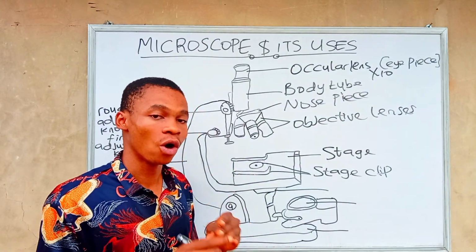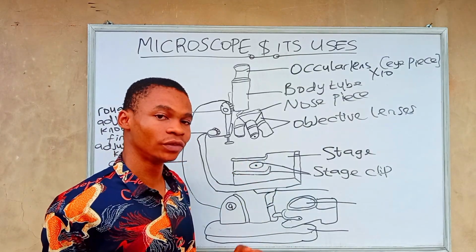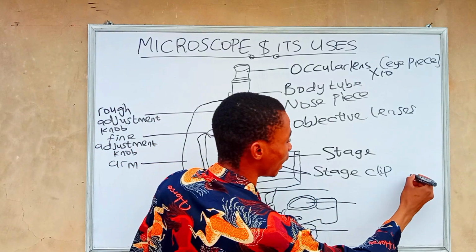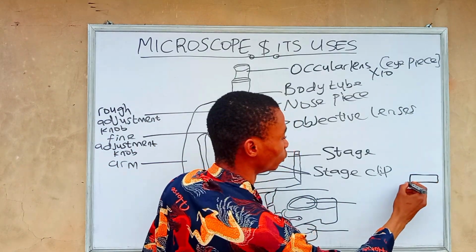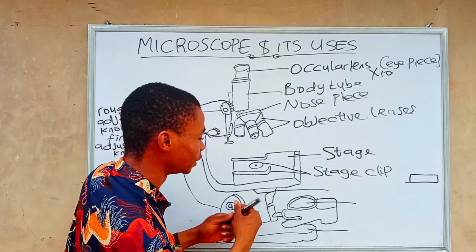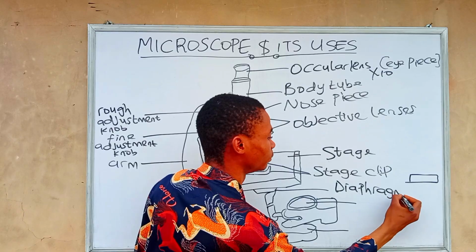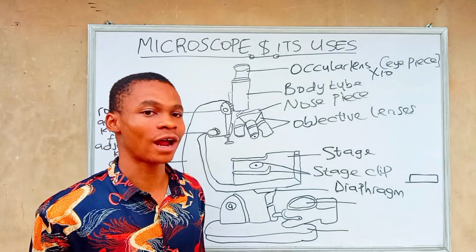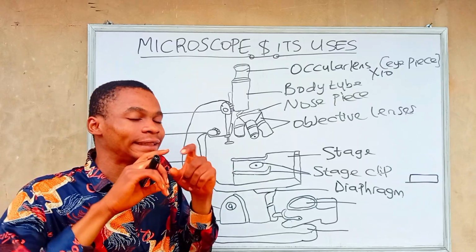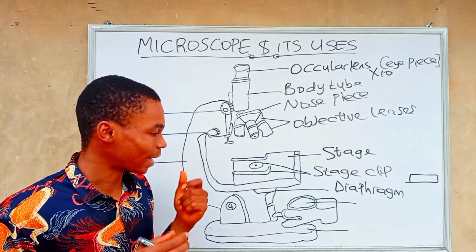If you want to view your epidermis, like I mentioned earlier, you just place it here and you view it. You cover it with a cover slip. The cover slip is always like this. So you just cover it with a cover slip and you view it. So this part is called the diaphragm. What is the function of the diaphragm in a microscope? The diaphragm is the one that regulates the intensity of the light passing through the specimen.